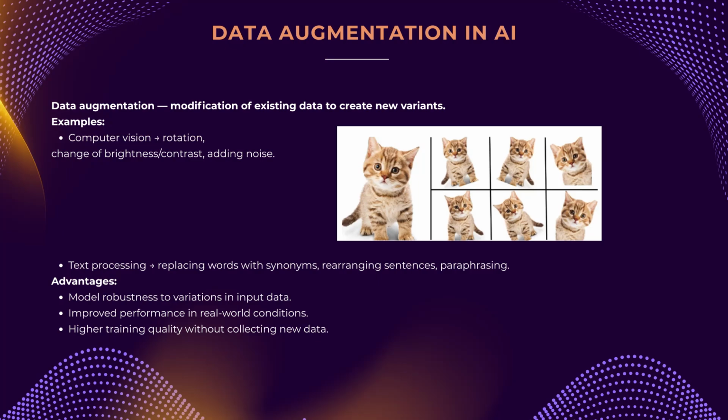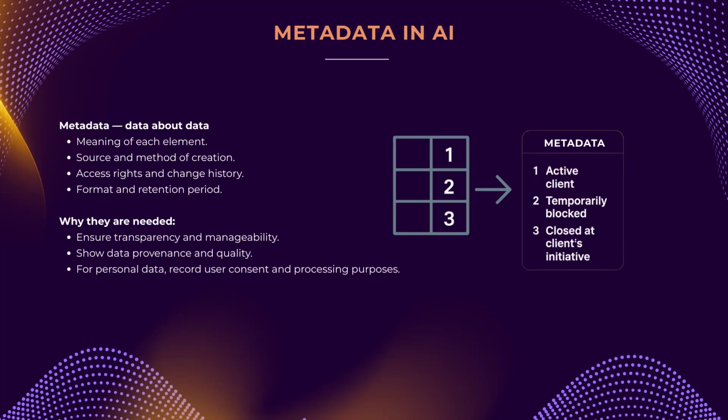In natural language processing, augmentation can include replacing words with synonyms, changing the order of sentences, paraphrasing text. One customer review can generate several variants with the same meaning but with different wording. Augmentation helps models become more robust to variations in input data and perform better in real-world conditions, where data are never perfectly clean. Now let's talk about what often remains invisible but is absolutely critical for data management: metadata.